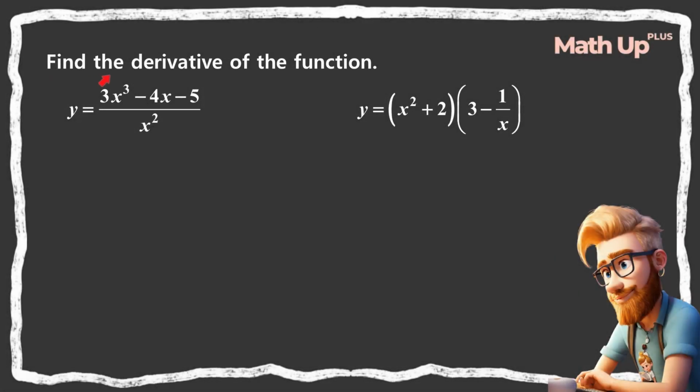The question is to find the derivative of the function. First, the function we have is in fraction form, right? Usually if we have a fraction form, we apply the quotient rule, right? But we don't have to apply the quotient rule if we have only one term in our denominator. Instead of applying the quotient rule, what we can do is simplify this fraction first.